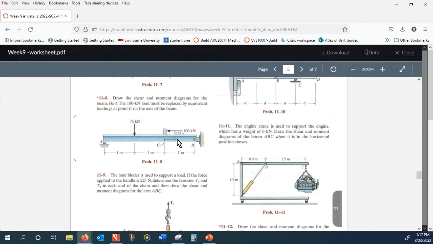Do you remember in the early weeks, we had a topic regarding changing the line of action of a force. If I want to transfer this force from here and bring it here, what happens? I have to pay a penalty because the line of action is changing. I bring that one here, the penalty is this force multiplied by that distance, which makes a bending moment. All right?